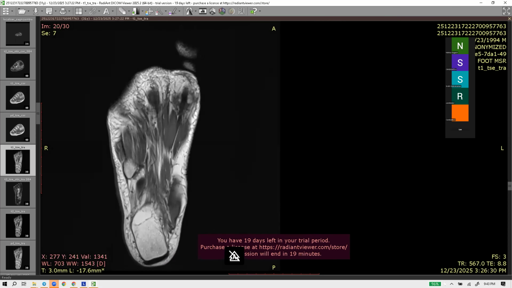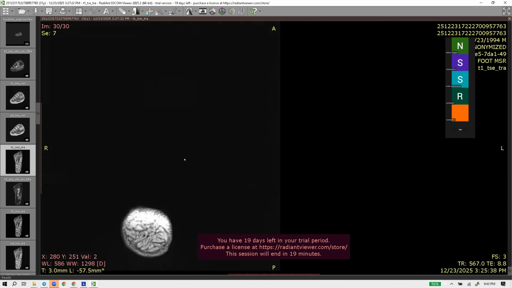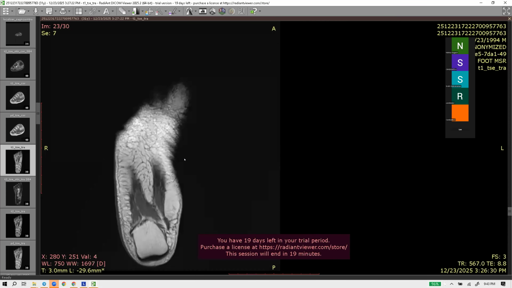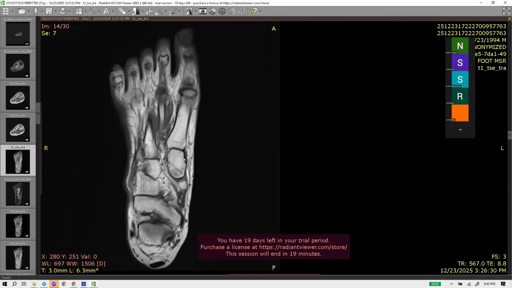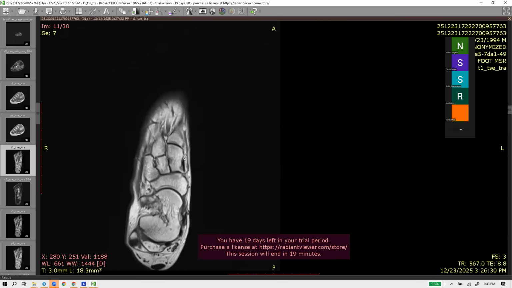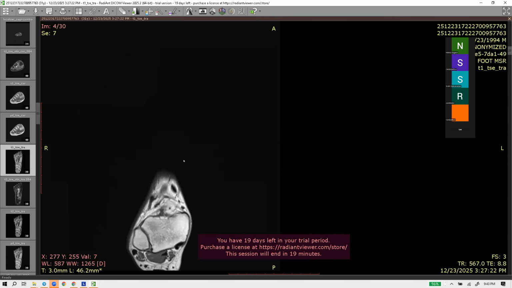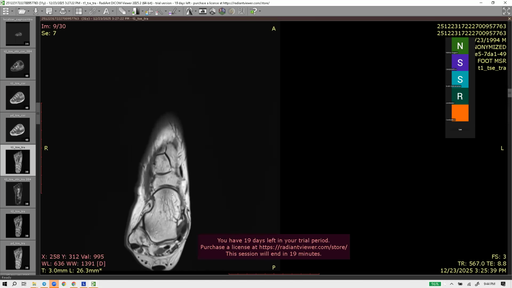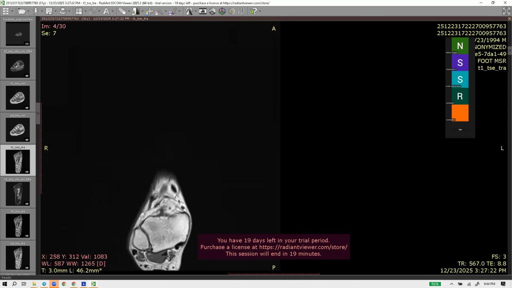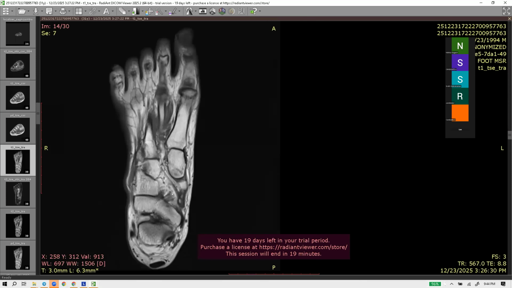So again, I'm just going through the images before describing them. First of all, I'm going systematically. I'm checking the calcaneum and talar bone, and the marrow signal of the bones appears preserved. I'm looking at the navicular, which also appears intact.